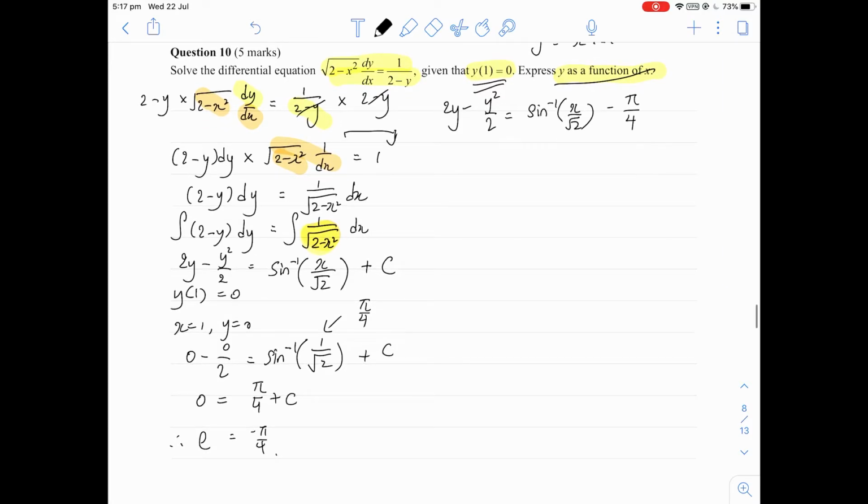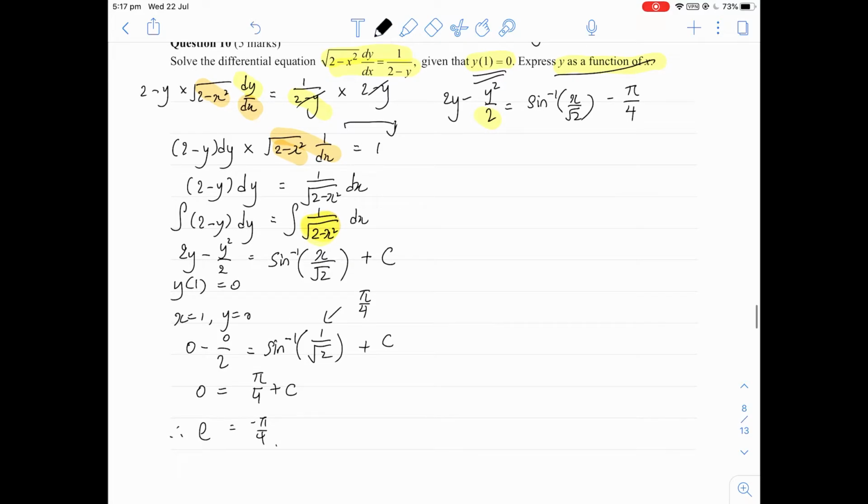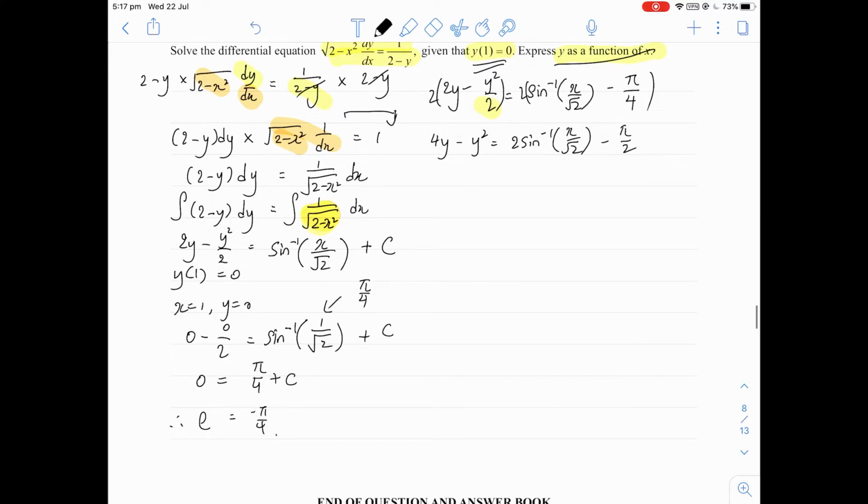Well, what we can do first is I want to get rid of this bottom 2 term right here, because working with fractions is just very difficult. So I'll multiply both sides by 2. So I'll get 4y minus y squared equals 2 sine inverse of x on square root 2, minus pi on 2. Here, this will be 2.